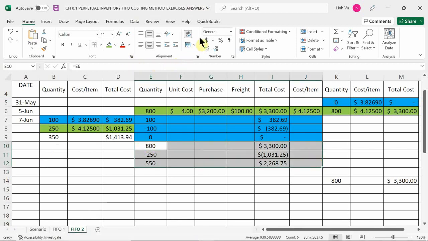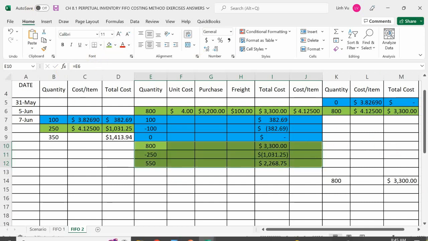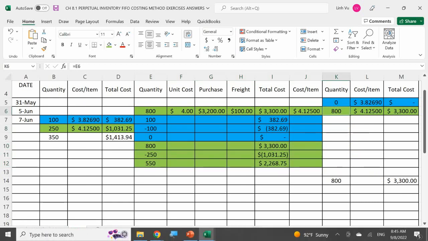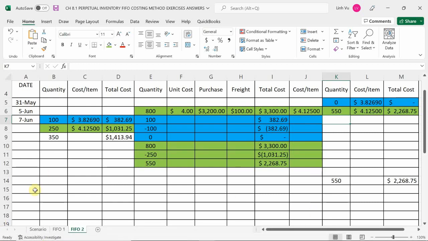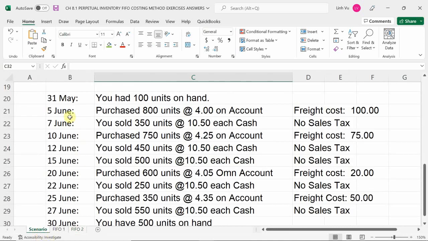Okay. And since everything is a nice and even number, this should now become 550 at 2,268.75. So in this case, we did our math correct. We matched our numbers. Awesome. And now we only have 550 units left in my inventory. Okay.